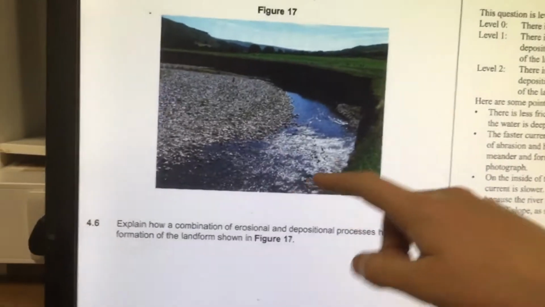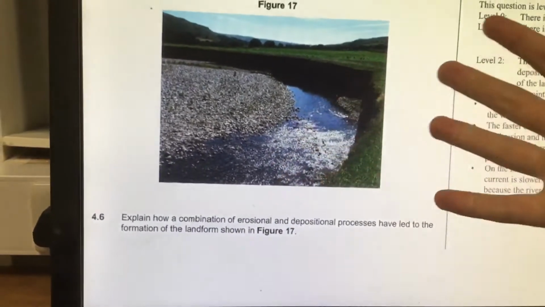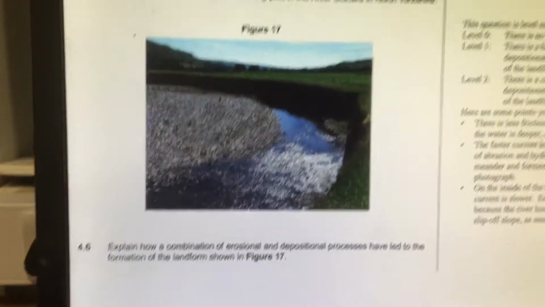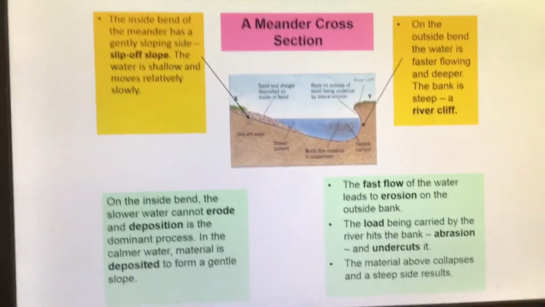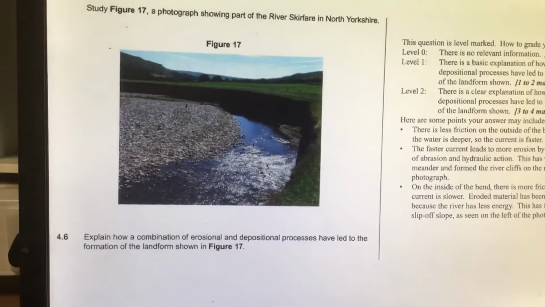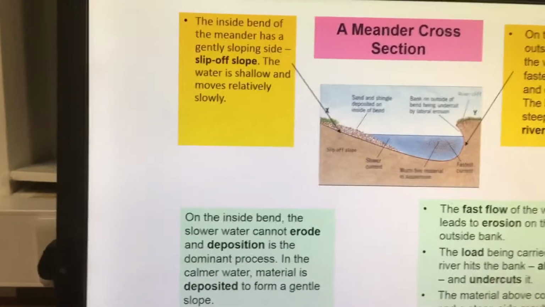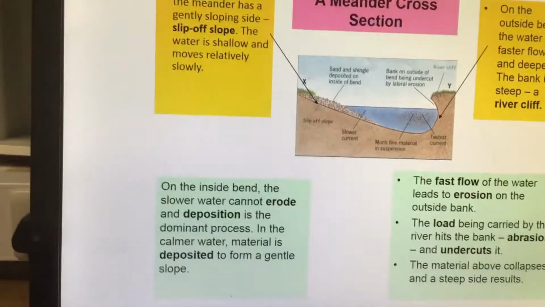Now hopefully you know that this is a meander, so it's a bend in the river, and we need to try and explain how this is actually being formed in terms of erosion and deposition. So I'm going to show you this slide here. This is showing you a cross section of that meander, so it's a cross section of pretty much what we've got here. Now on the inside bend of a meander, the water's a bit shallower and it moves quite slowly. So that's what we've got here.